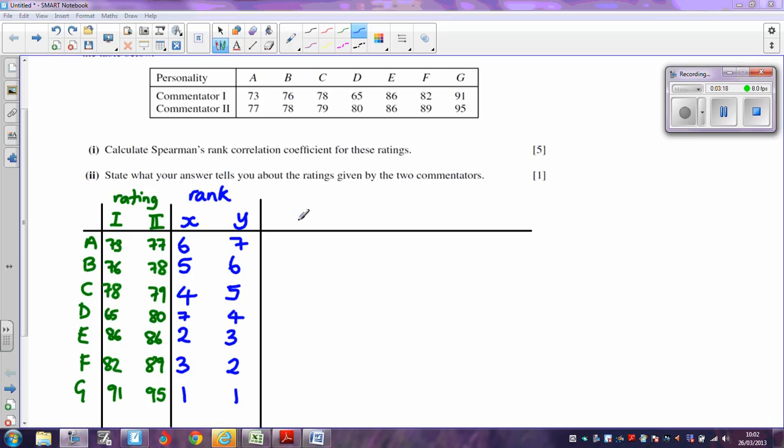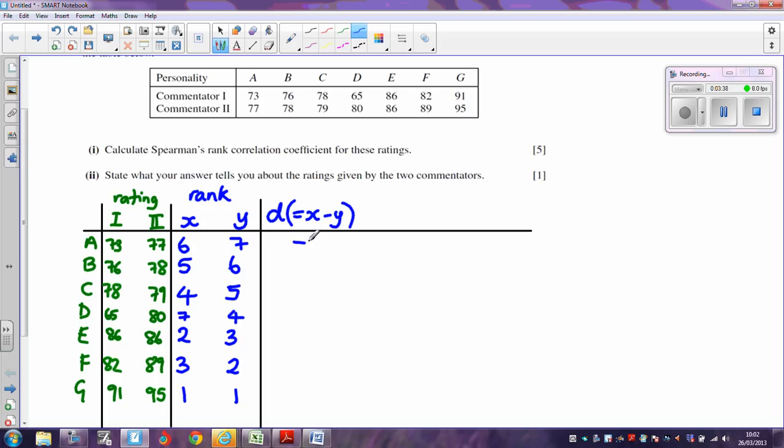Okay, the next thing we do is work out the difference between the ranks. And what you can see is if these ranks are very close to each other, then the difference is going to be 0. So I'm going to work out the difference between the ranks. Now we call that D, and D is always equal to X minus Y. Okay, so let's do those.